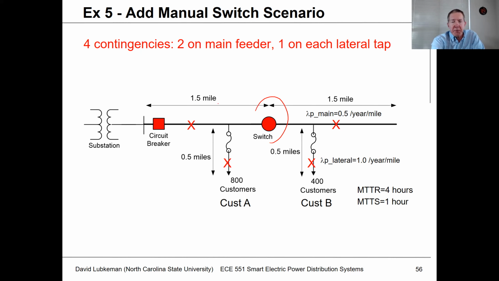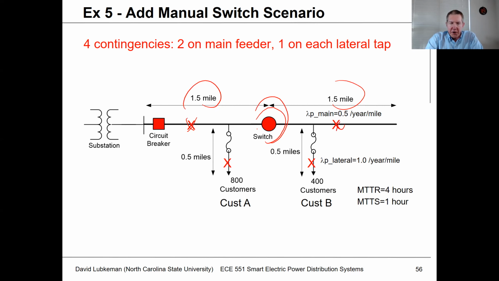So we have 2 segments of 1.5 miles. And instead of having a single contingency in the main feeder, we have a contingency between the circuit breaker and the switch, and we have a contingency below the switch. So now we have a total of 4 different contingencies, where the time to do the switching operation on the switch is going to be 1 hour.